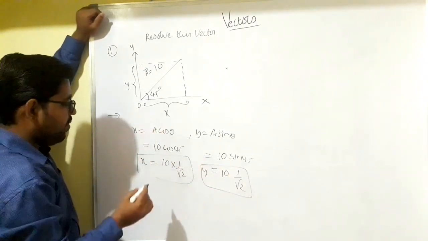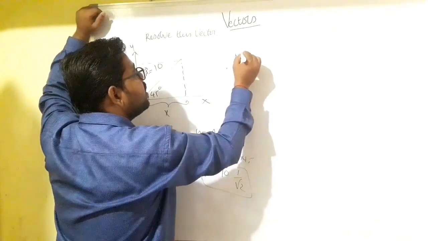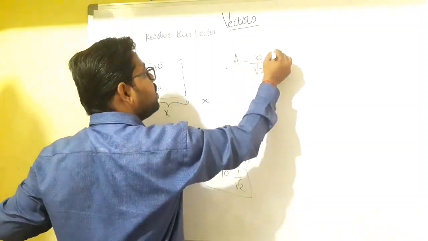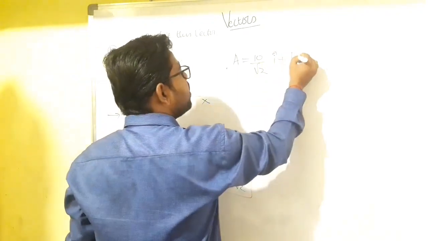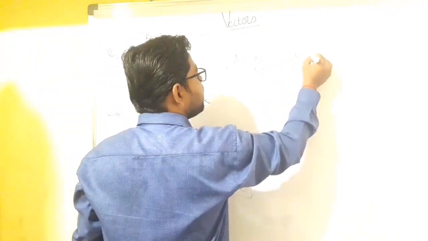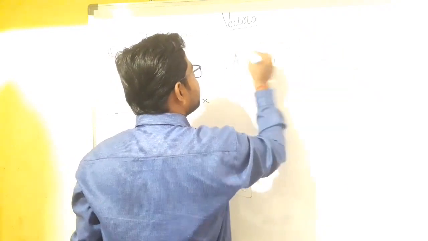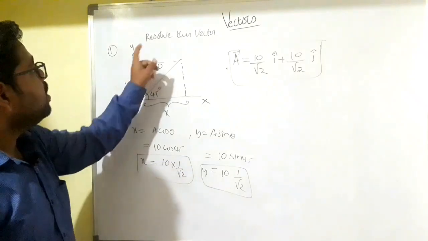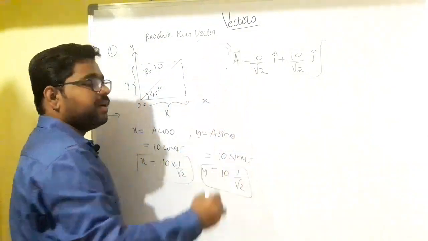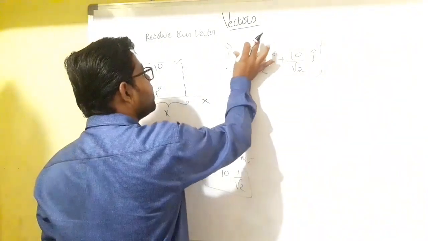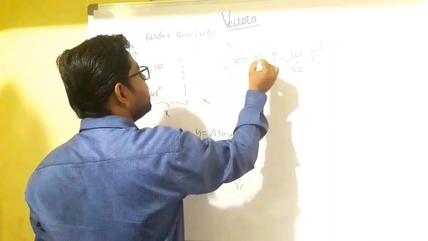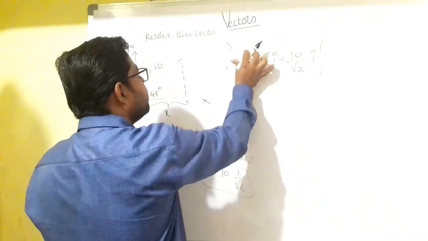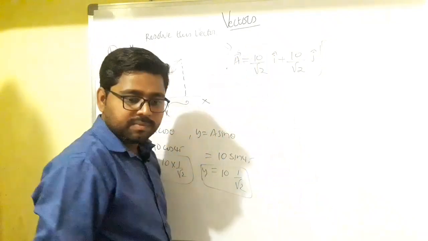So the total vector, a vector, is equal to 10 by root 2 i cap plus 10 by root 2 j cap. This is the vector. So a vector is equal to 10 by root 2 i cap plus 10 by root 2 j cap. This is the resolved part of this particular vector. So a vector, which is 10, is equal to 10 by root 2 i cap plus 10 by root 2 j cap. Okay, that will represent the a vector like this.